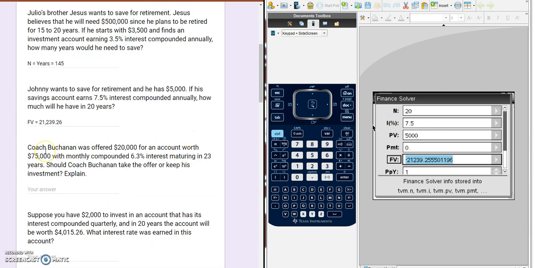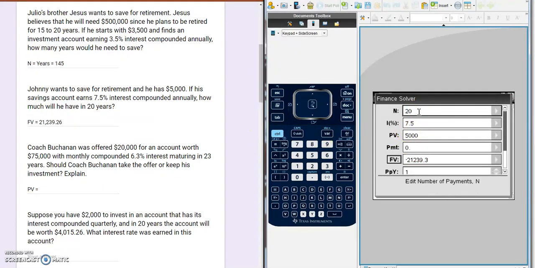All right, this last question that we're going to go over on this page. Coach Buchanan was offered $20,000 for an account worth $75,000 with monthly compounded 6.3% interest maturing in 23 years. Should Coach Buchanan take the offer or keep his investment? Well, what we need to see is whether $20,000 now is better than what this $75,000 in 23 years is worth now. So we need to find the present value of this account and then explain whether or not we should take this offer.